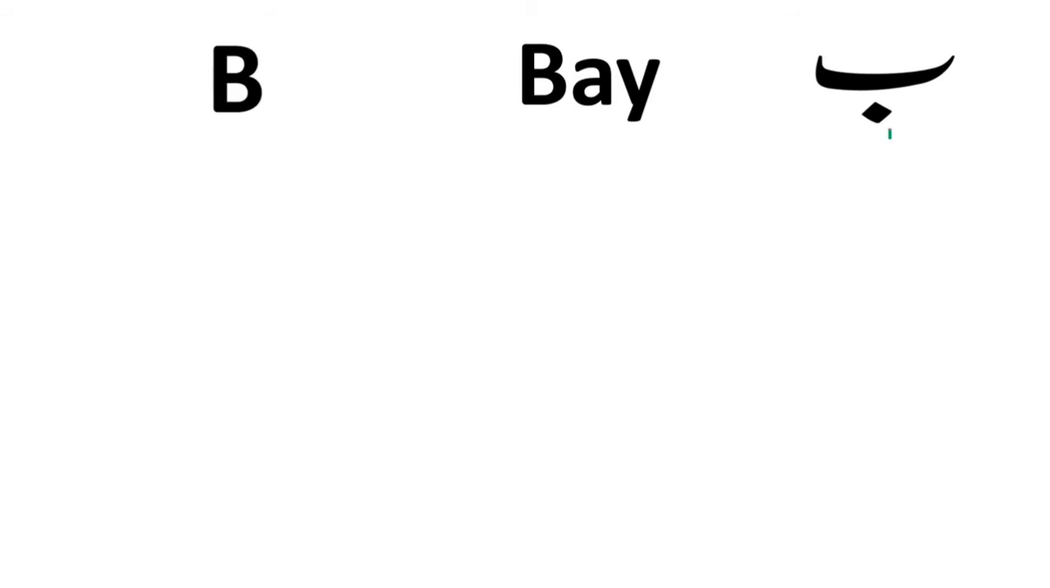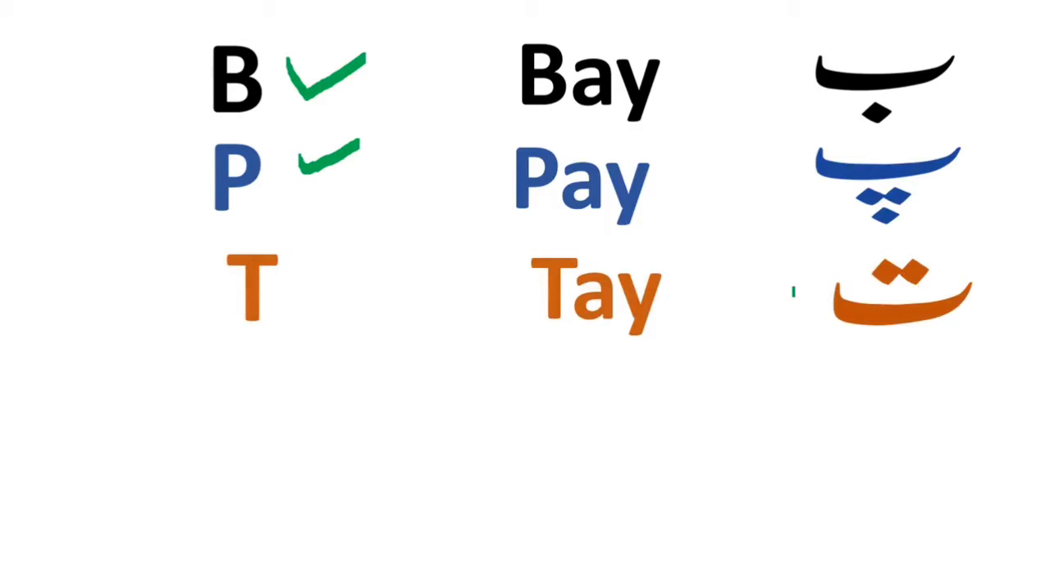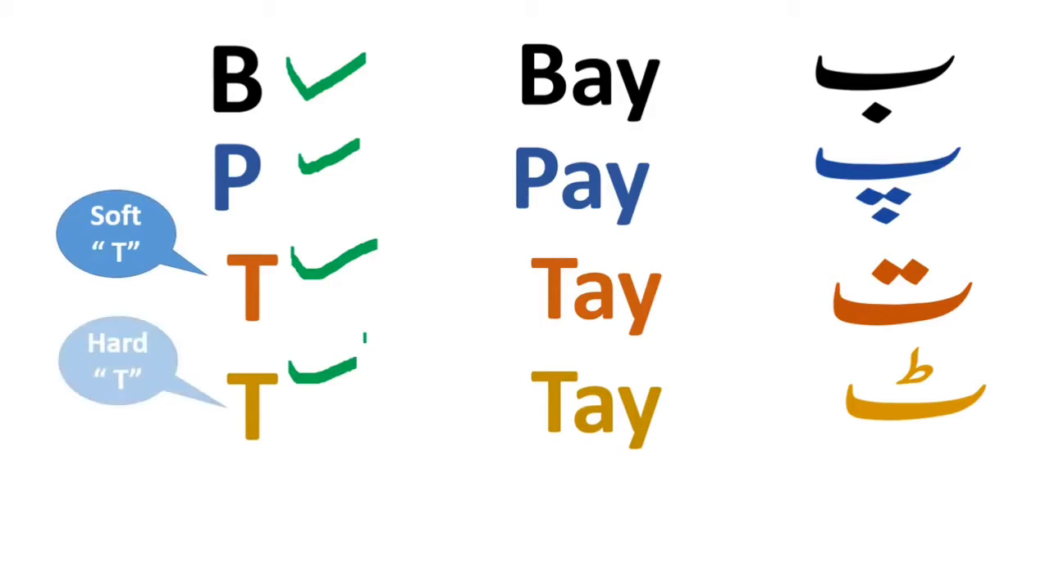Next we have the Be family. Be means B like in the English language. Next we have P, like P in English. Te is T, but it's soft, like in Arabic or Spanish. Next we have T, a hard sound like T in English. So it's a soft T like in Arabic, and a hard T like in English.